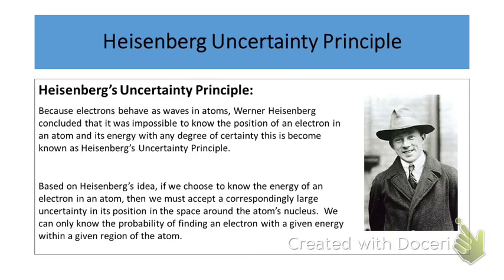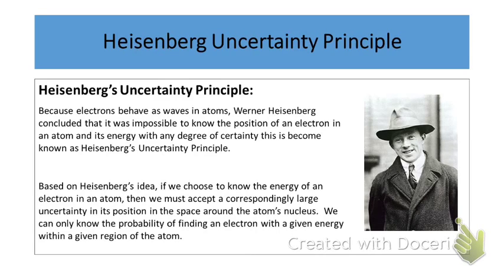These are problems that Werner Heisenberg began to understand. Now, because electrons behave as waves in atoms, Heisenberg concluded that it was impossible to know the position of an electron in an atom and its energy with any degree of certainty. So therefore, this became known as the Heisenberg uncertainty principle. Remember, the Bohr model associated the electron with this: we understand the position where the electron is located and how much quantum energy it has. But with the wave nature of the electron, this is thrown out the door. Because if we look at electrons behaving like waves and not particles, then we cannot know the exact position of an electron and the amount of energy that that electron is going to have.